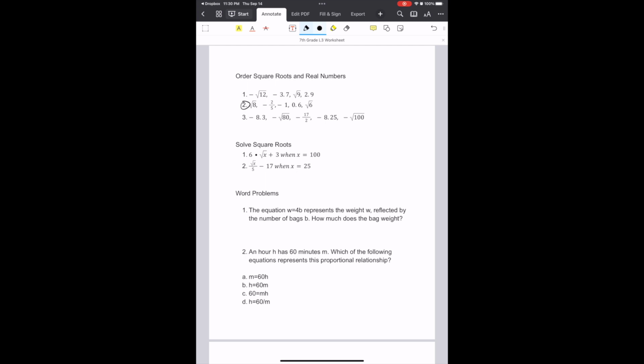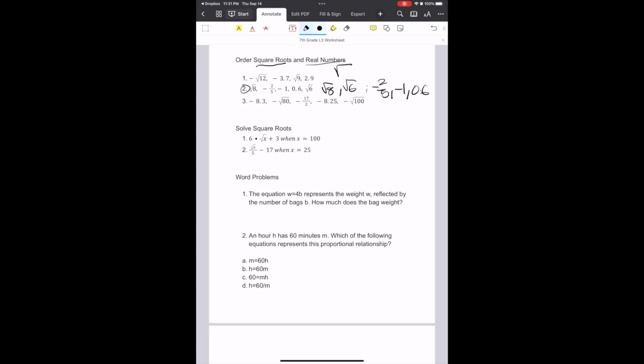Alright, so we're going to order the square roots and the real numbers. Which one of these are the square roots and real numbers? Square roots, of course, are square roots. They're this side, the square root side. Which ones in number 2 are square roots? That'd be the square root of 8 and the square root of 6. Those are square roots. And then we can look at real numbers. Real numbers are stuff that aren't under a root. Examples would be negative 2/5, negative 1, and 0.6. Pretty self-explanatory.